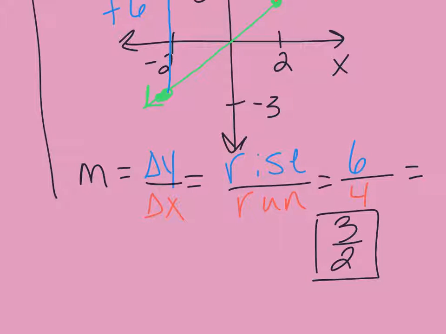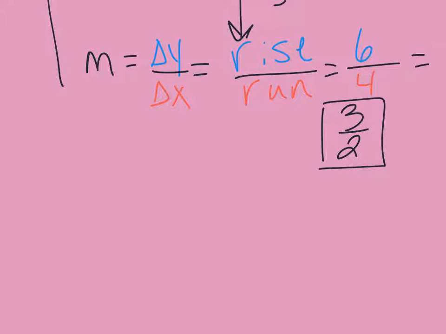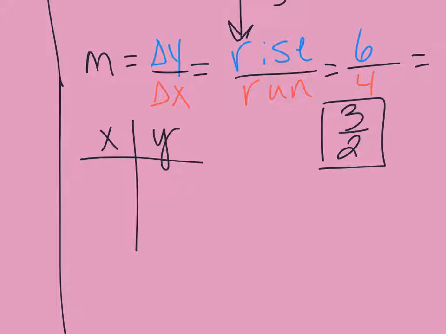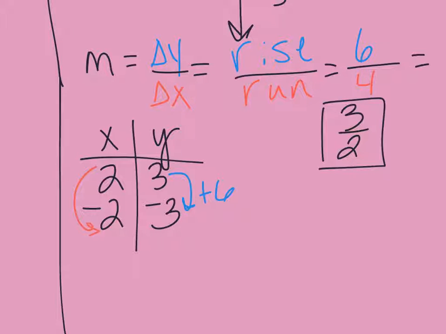Okay. The other way you could do it is pull your points off your graph, although usually we just count it. That's what I tend to do. But if you're not sure, you can always pull your points off. And let's see, our first point was 2, 3. And our second point was -2, -3. So our change in y was +6, and our change in x is +4.